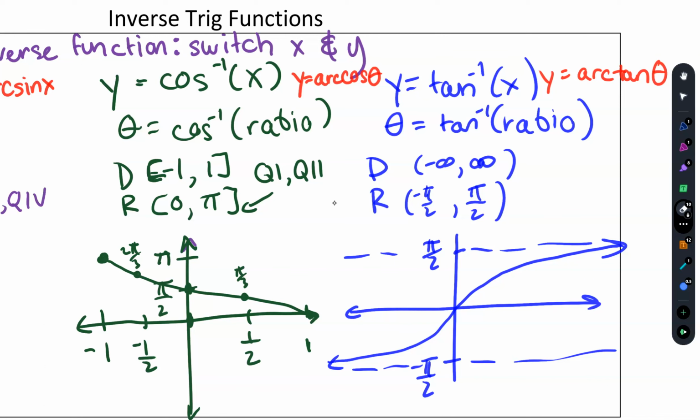So your inverse function is also labeled arctangent. Arctangent is just another way; arc just means inverse. Okay? Does that make sense? Okay? Do you have questions about that?